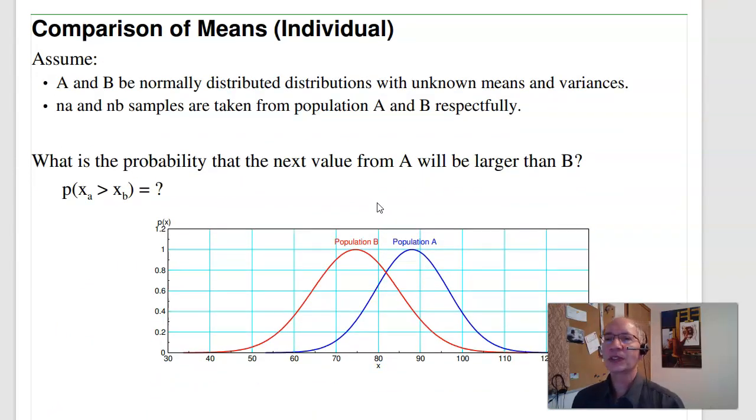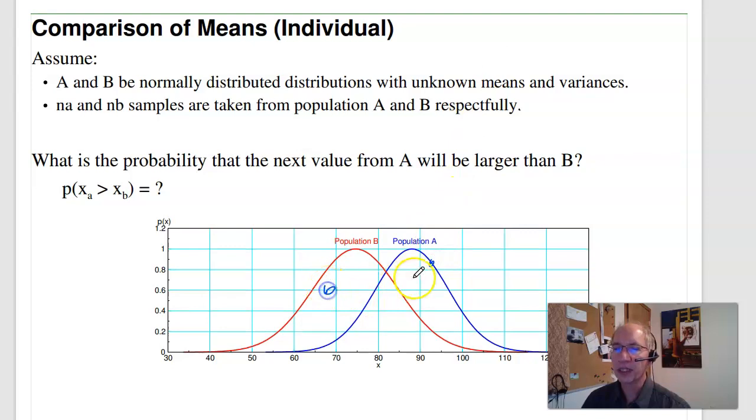So suppose I just want to play a single game. A's playing a game of football, there's a spread in its score. B's playing a game of football, there's a spread in its score. What's the probability that A is going to win the next game? Or, conversely, I've got a bunch of transistors from population A, a bunch of transistors from population B. If I just pick out one transistor at random from A, one at random from B, what's the probability that A is going to have a higher gain than B?